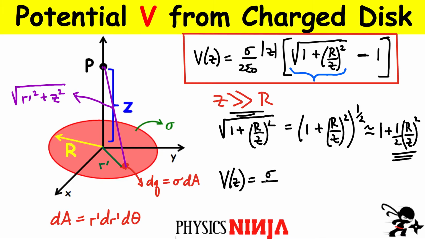So we get sigma over 2 epsilon 0, absolute value of z, and now this whole term here, the 1 is going to cancel with this 1. Again, we can write out the whole square bracket, but we have 1 plus 1/2 r squared over z squared, and minus 1. Close the bracket. All right, this will cancel with this. Now what you're left with over here is, again, this 2, I can bring it out to the front. So let's write down all the terms over here.